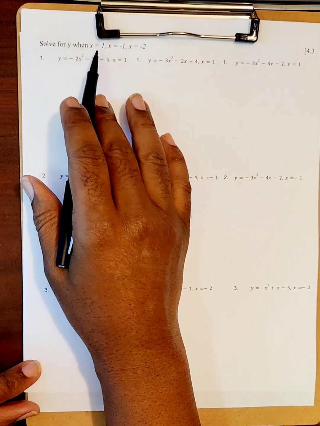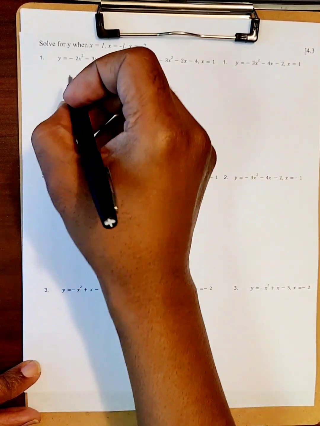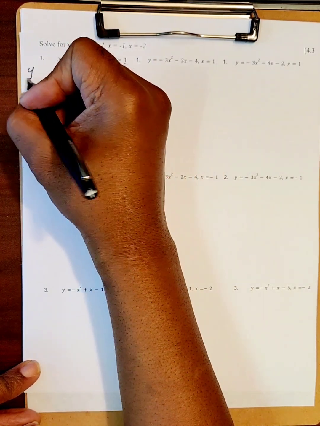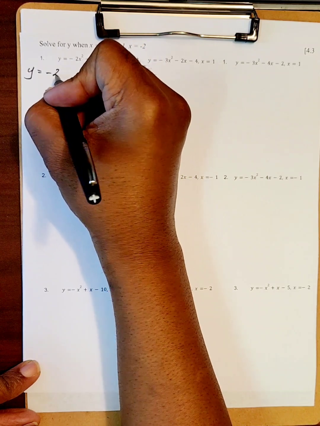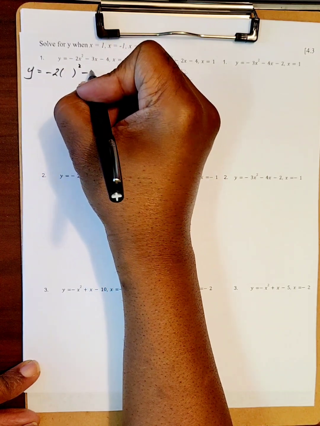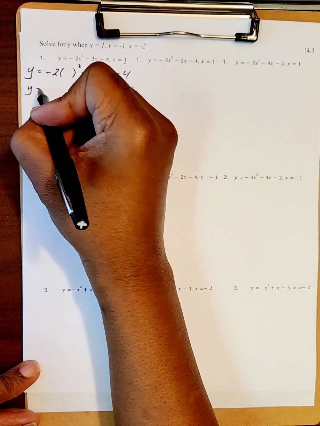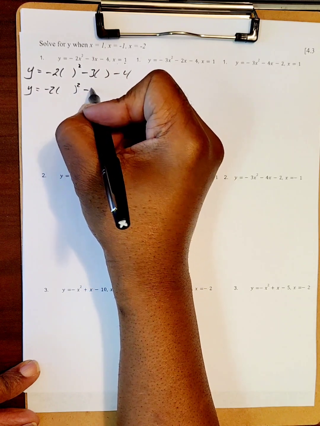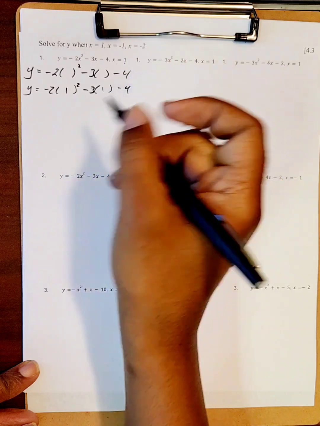Okay, 4.3. We're going to substitute positive 1, negative 1, negative 2 into our equations. This first one, we're going to substitute positive 1. So this is going to be y equals, and I'm going to replace all the x's with parentheses. So negative 2 parentheses to the second power minus 3 parentheses, then minus 4. Then I'm going to rewrite the problem, and I'm going to substitute the 1 into all the parentheses. So 1 goes here, 1 goes here.